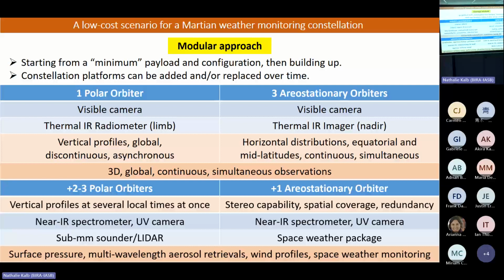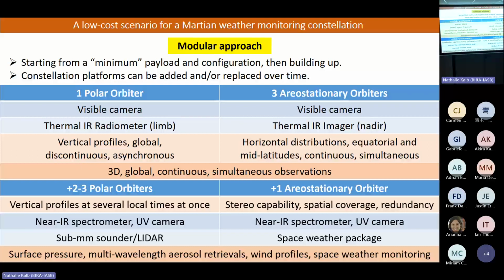You want to add more? Then why not? You have possibilities for near-infrared spectrometers, which can also provide information about surface pressure. A UV camera, of course, which together with a visible and a thermal infrared would allow for multi-wavelength aerosol retrievals. And then if you really want to be grand, you put a sub-millimeter sounder and LiDAR on the polar orbiters. You have access to wind profiles, plus a space weather package on the areostationary, to even look at space weather. So you see that when we get here, we get MOSAIC, right?